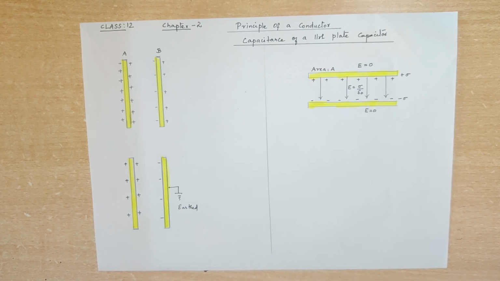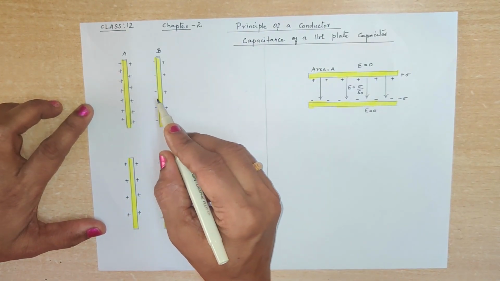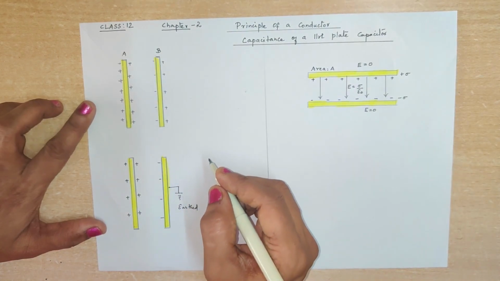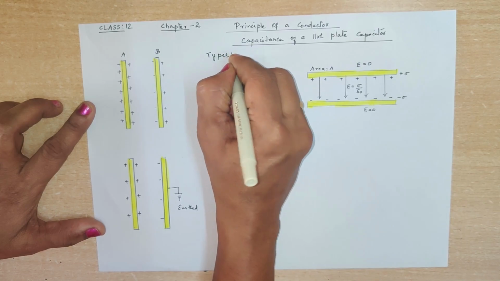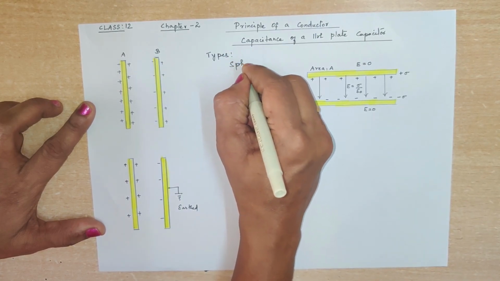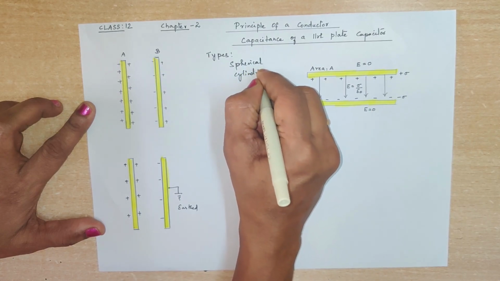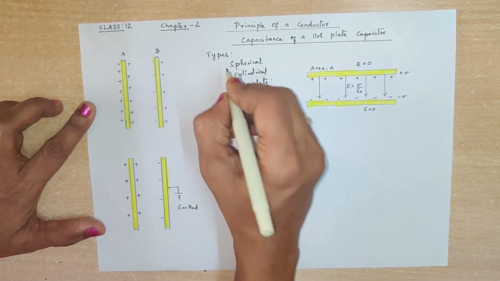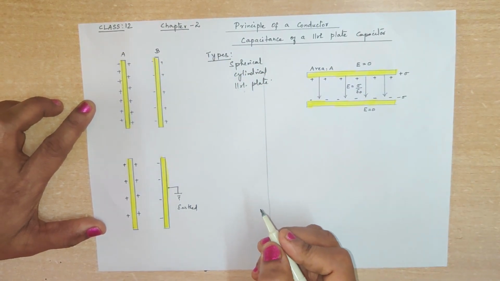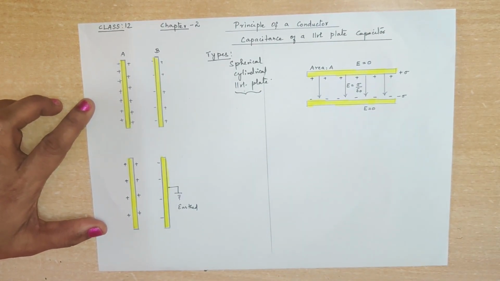Charging of a capacitor is nothing but transferring the charges. You can look at this. We have taken one of the capacitors, a parallel plate capacitor. We also have to remind ourselves of the types of capacitors. There are different types: spherical capacitor, cylindrical capacitor, and also the parallel plate capacitor, which is drawn in front of you now. Practically, we use the parallel plate capacitor in most cases.